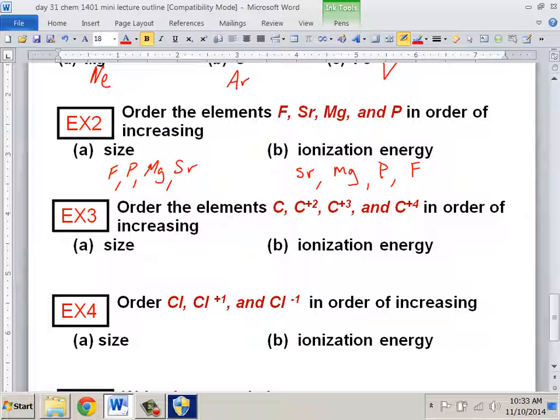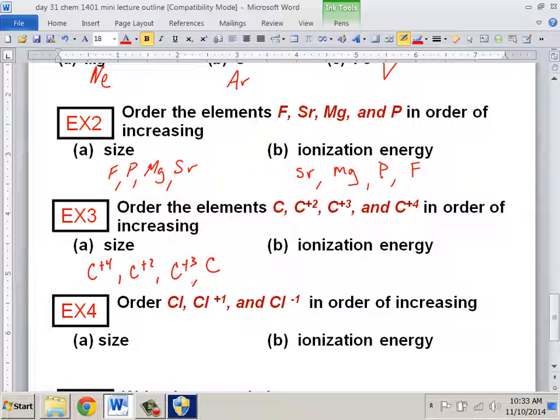So what would be the biggest? It would be, you said it, Lorena? Carbon. Yeah, because it has the most electrons. Carbon would be the biggest, so I would list carbon last. All right. First should be C plus 4, and then you just increase the charge. Or sorry, decrease it.